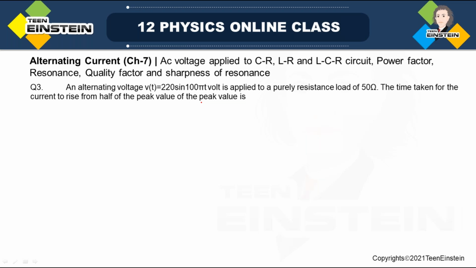The question is: an alternating voltage V of t equal to 220 sine 100 pi t volt is applied to a purely resistive load. The time taken for the current to rise from half of the peak value to the peak value is... The first option is 5 ampere.